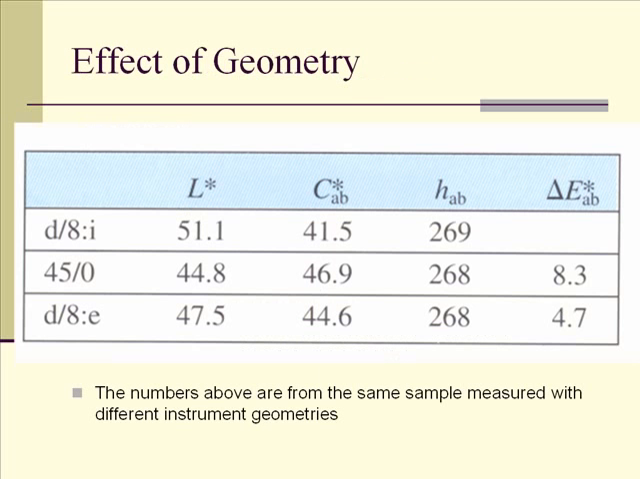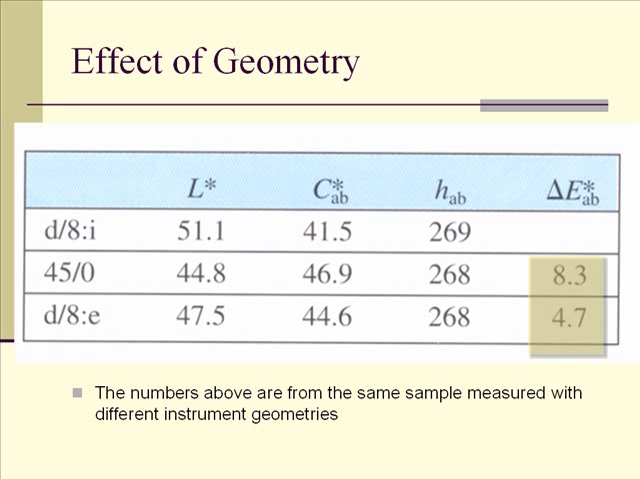Again, when we talked about this, the lightest one of these, which would be the highest positive number, would be the sphere, which is the D/8 specular component included, because we're collecting all of that specular energy. If you notice the C and the H, they're not that much different, but the L is the biggest difference. Next lightest would be the sphere, D/8 specular component excluded, which would be 47.5. And then the darkest would be the 045, because all of that specular reflection is lost. And if we look at these values for differences, 4.7 and 8.3, those are big differences.